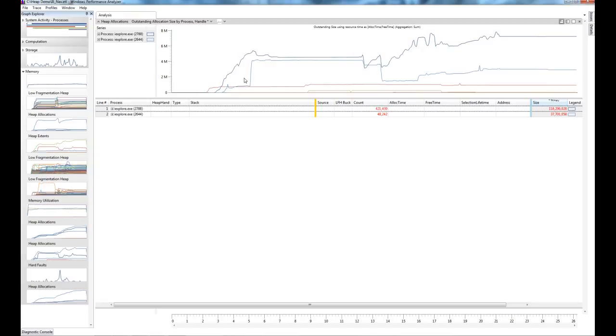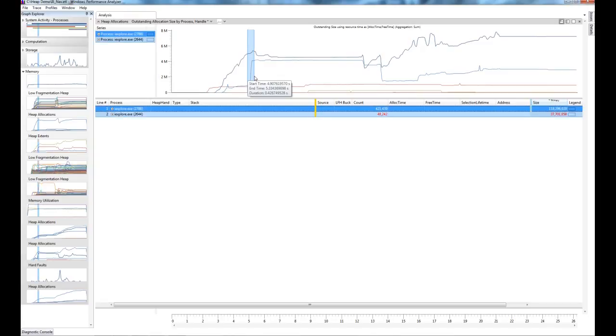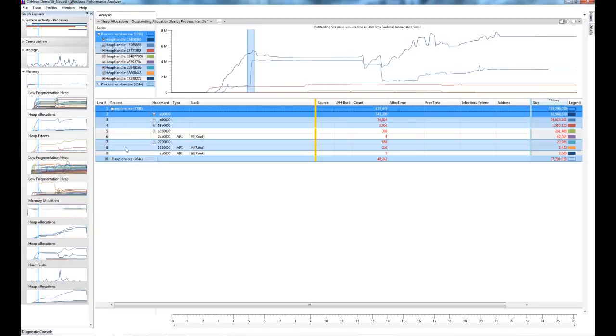So let's pick one of these areas. So let's pick something here. And now in the summary table below, the things that were allocated in there are going to be highlighted in the summary table. So if I drill in to this particular IE process, which is the tab process, we can see that we have a large number of allocations, and in this case, this line probably corresponds to this heap, which is indicated by this heap handle, and we have 341,000 allocations that happened there.